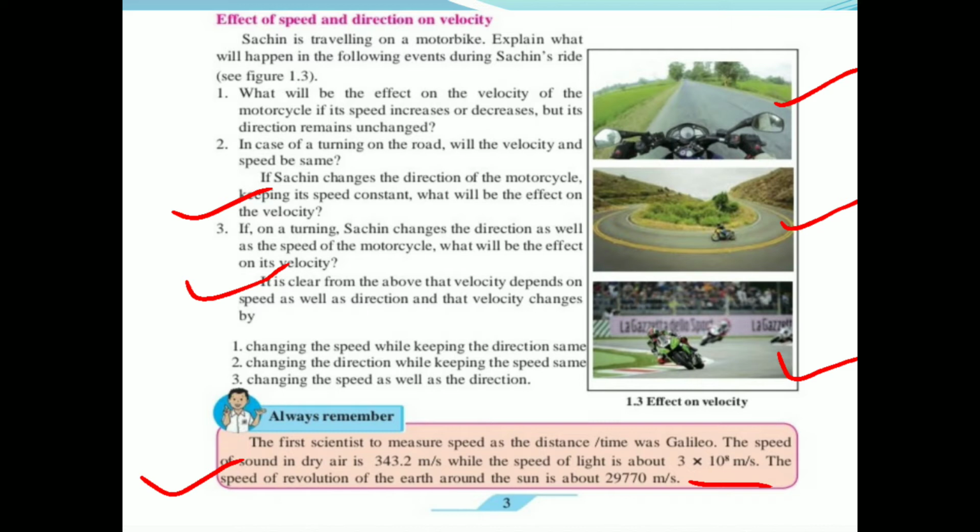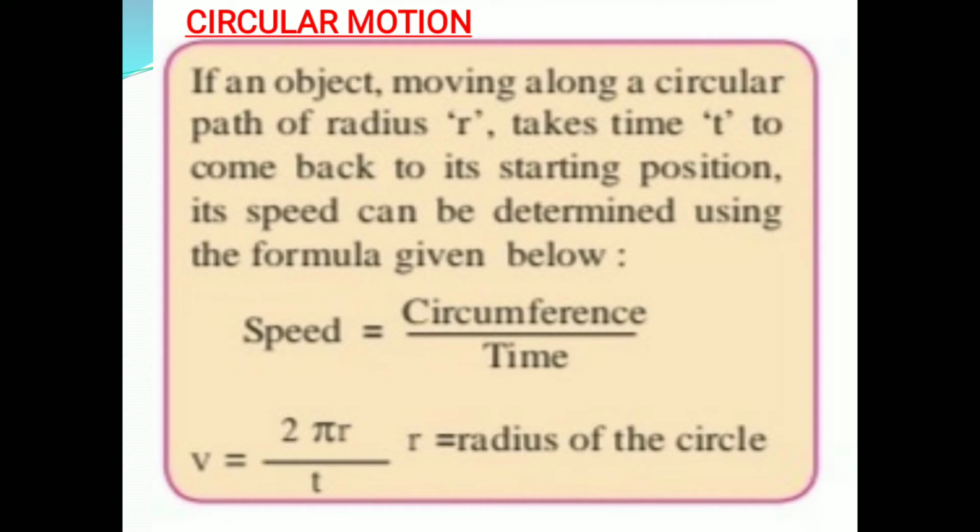The speed of revolution of the earth around the sun is about 29,770 meter per second. Circular motion. If an object moves along a circular path of radius r, it takes time t to come back to its starting position. Its speed can be determined by using the formula speed is equal to circumference upon time, and we all know that the circumference of the circle is 2 pi r. Therefore speed is equal to 2 pi r upon t, where r is the radius of the circle and t is the time taken.